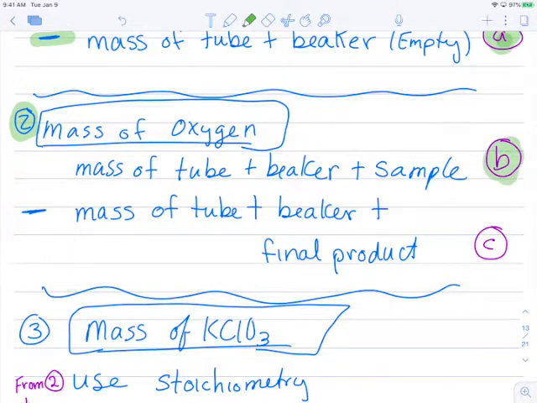So here is B and C, and notice both of them come with the mass of the test tube and the beaker because you would be weighing it in a test tube and beaker. Any questions about that mass of oxygen, how you're going to be essentially taking the mass of the sample and subtracting out the mass of the final product?